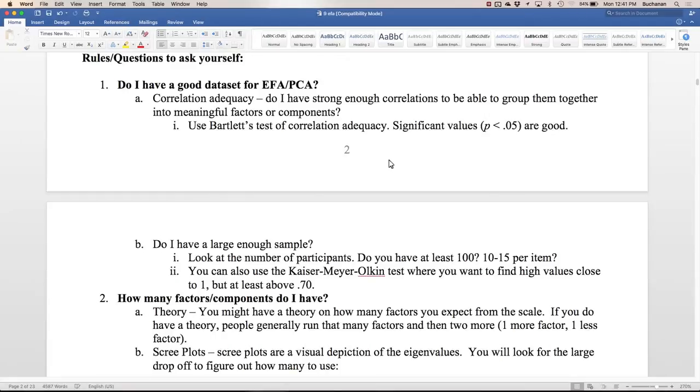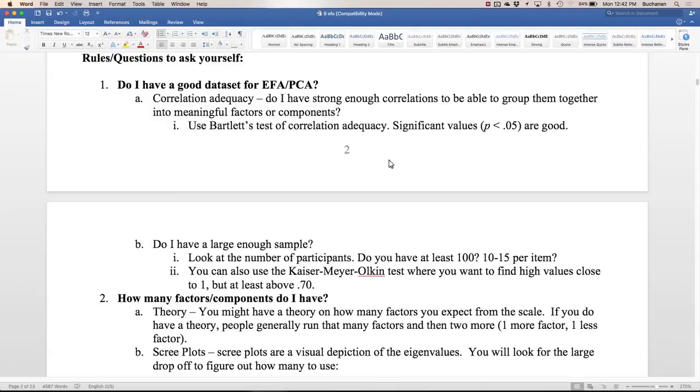So the first question is, does my data set meet the requirements? 2 parts to that. Which one do I have first? Correlation adequacy. So are the correlations large enough to make this work? So if all of your correlations between questions are really small, you have a crappy scale. And that's going to be Bartlett's test. And you want it to be significant. The problem with Bartlett's test, though, is it's a catch-22. Large sample sizes, it'll always be significant. So sometimes people use it, sometimes they don't. But we will test if our correlations are large enough.